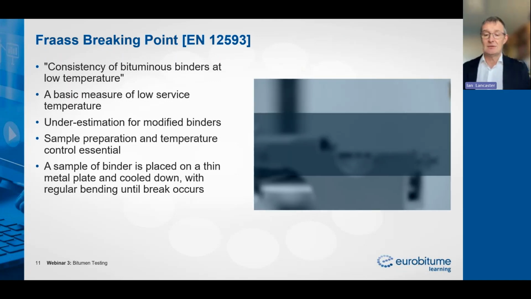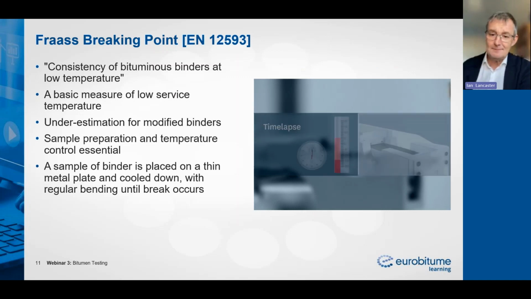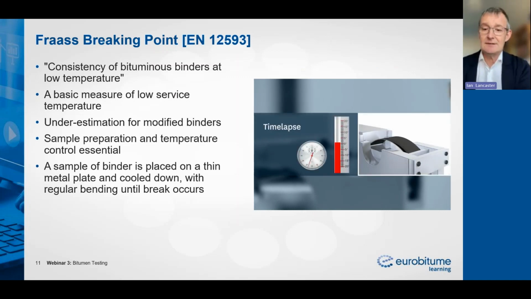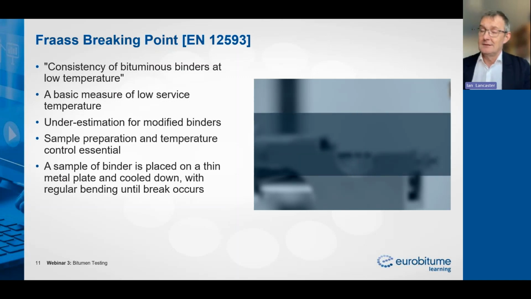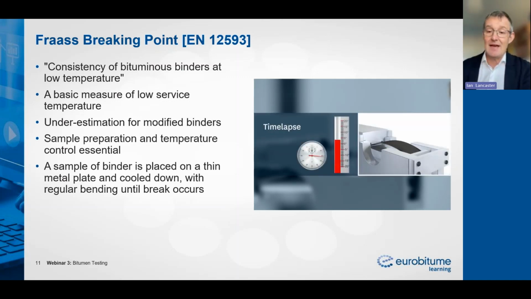Now, let's have a look at it. So here we can see it, again, done in time lapse. You can see the temperature is falling, the binder is being flexed. Let's run it forward, and eventually there comes a point where the sample cracks, and that is the Fraass breaking point. And as I said, that's a very basic indicator of low surface temperatures, but it does come with its problems.